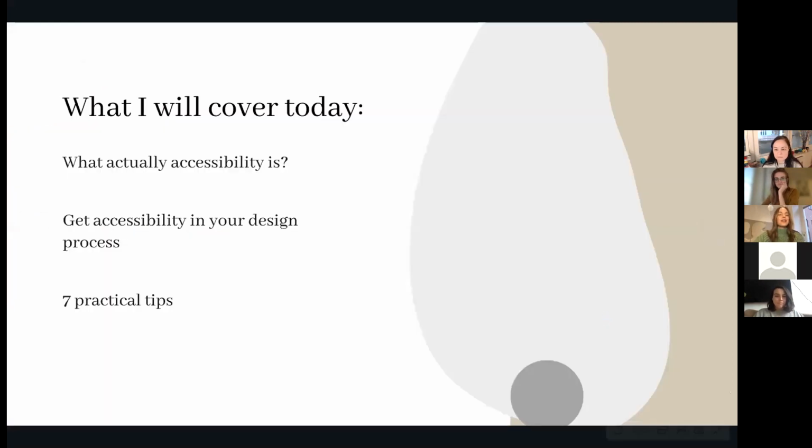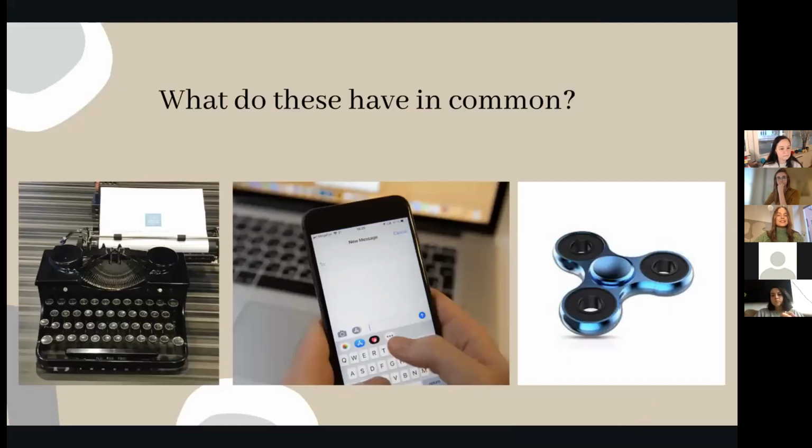Yes, I will cover today what accessibility actually is, how to get accessibility in your design process, and lastly, I will share 7 practical tips about accessibility, how to test real products with real people. So let's kick off by considering what these 3 things have in common. On the screen, I'm showing a typewriter, a mobile phone displaying a text message, and a fidget spinner. What do these have in common? You can share it in the chat.